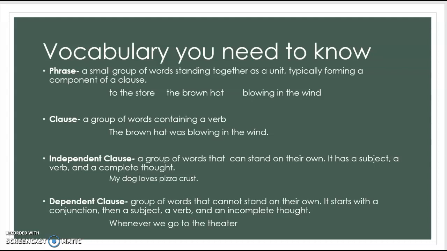A dependent clause is a group of words that cannot stand on their own. Typically, that dependent clause starts with a conjunction or a conjunctive adverb, has a subject and a verb, but it is an incomplete thought, like whenever we go to the theater. It has a subject, we, go is the verb, but it's an incomplete thought. It cannot stand on its own. Therefore, it is dependent.